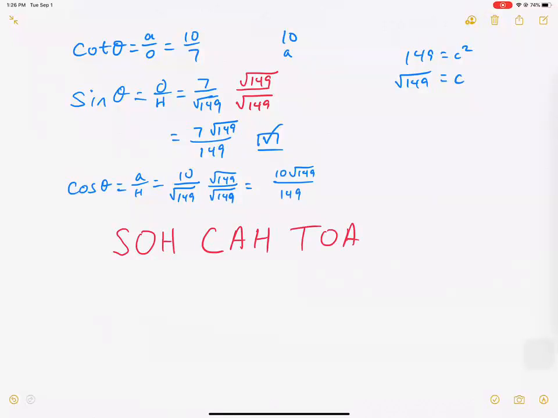SOHCAHTOA. It was Pocahontas' little sister. I don't know, it sounds so funny. SOHCAHTOA. So sine is opposite over hypotenuse. Cosine is adjacent over hypotenuse. Tangent is opposite over adjacent. You can just write that on top of your test one day.